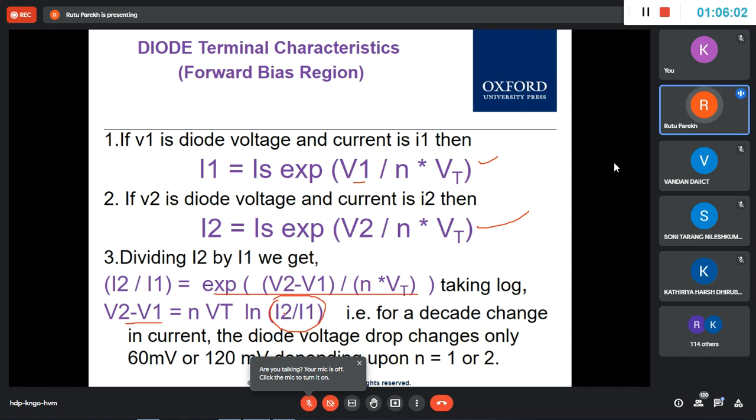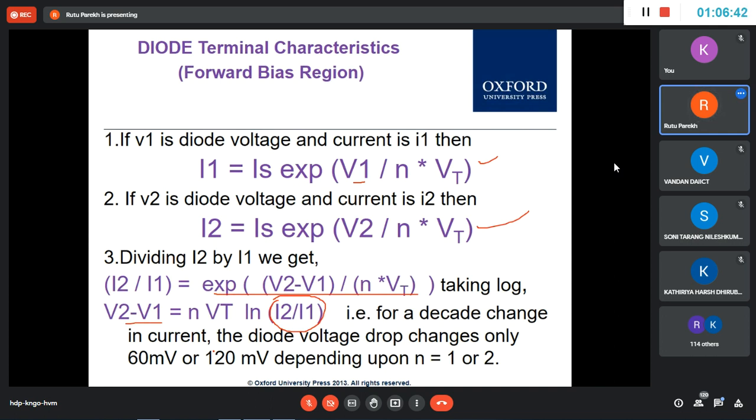So if the ratio is 10 times, a decade, then I just replace this with 10, and VT we know. So the natural log of this will be equal to this. When you put the 10 ratio here, if you quantify this value 10 times, I2 is 10 times I1, then depending on N, you will get V2 minus V1 as 60 millivolt, and if N is equal to 2, you will get V2 minus V1 as 120 millivolt.